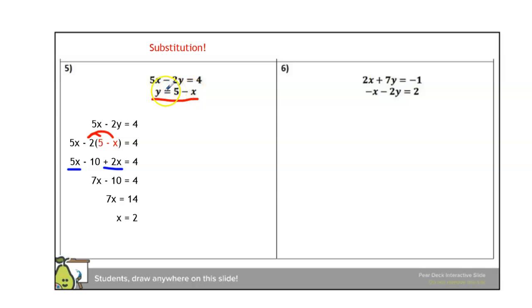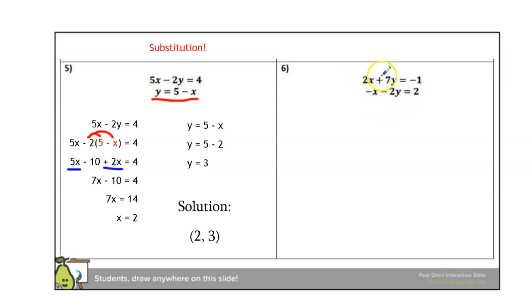I'm going to pick the second equation because it's already solved for y, and then try to figure out what the value of y is. And since y is 5 minus x, and I know x is 2, 5 minus 2 is equal to 3. So our answer is 2, 3. Or I should say, our solution is 2, 3.